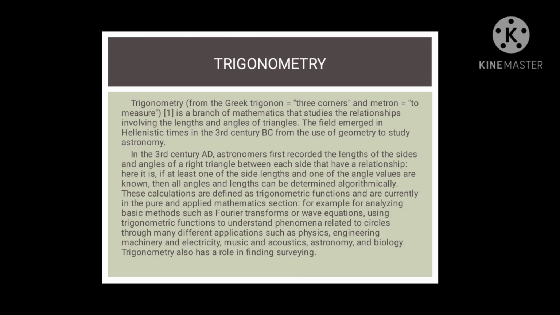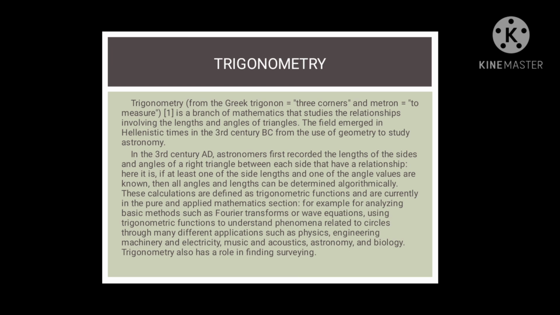Trigonometry, from the Greek trigonon, "triangle," and metron, "to measure," is a branch of mathematics that studies relationships involving the lengths and angles of triangles. The field emerged in Hellenistic times in the 3rd century BC from the use of geometry to study astronomy. In the 3rd century AD, astronomers first recorded the length of the sides and angles of a right triangle, between its sides that have a relationship.